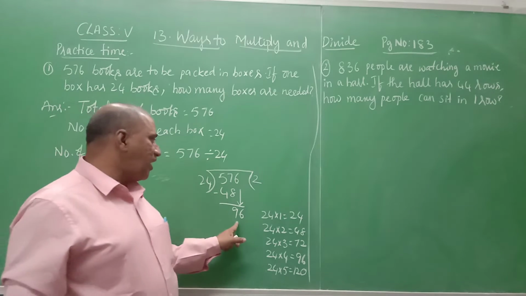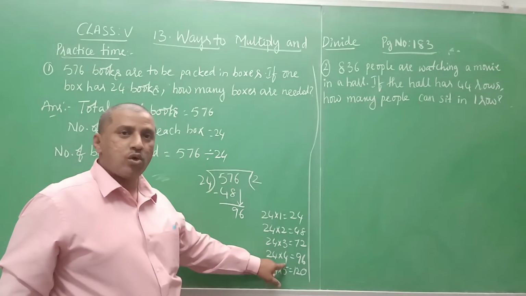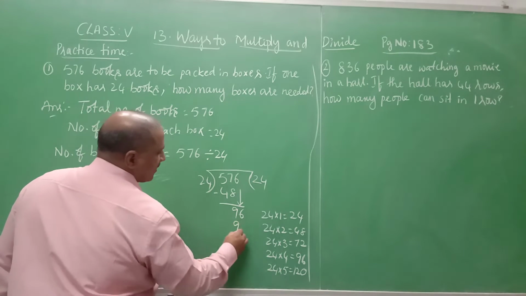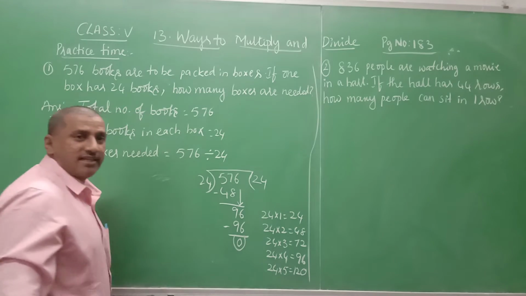Check 96. Where do we get in 24 table? Yes, 4 times go. 24 into 4, 96. So it is 4. 96. Now subtract, we get 96 minus 96, it is 0.